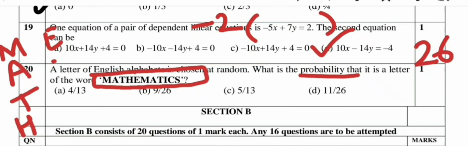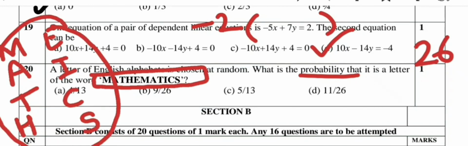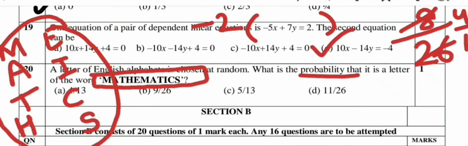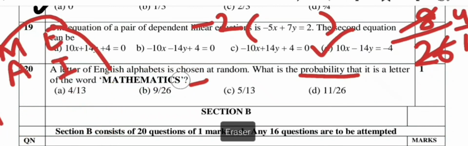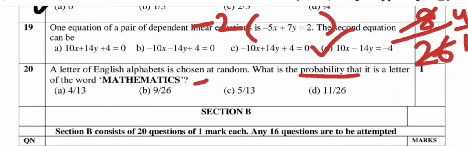So we have the letters M, A, T, H, E. Then again M, it's repeating, we will not write. A is also repeating, T is repeating, I, C, S. So if we count, there are a total of 8 letters in the word mathematics, and the total letters in English are 26. So our answer is 8 upon 26, which can be simplified to 4 upon 13. If we look at the options, option A is the correct option. So our answer is option A.